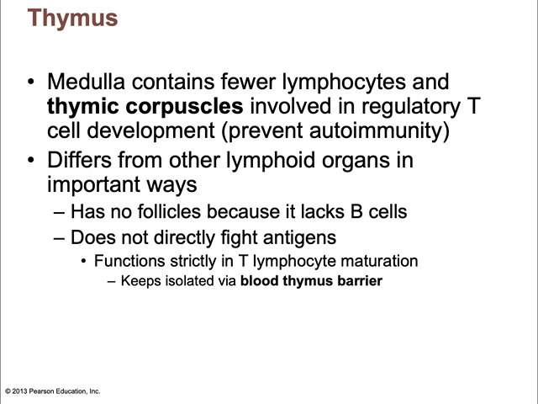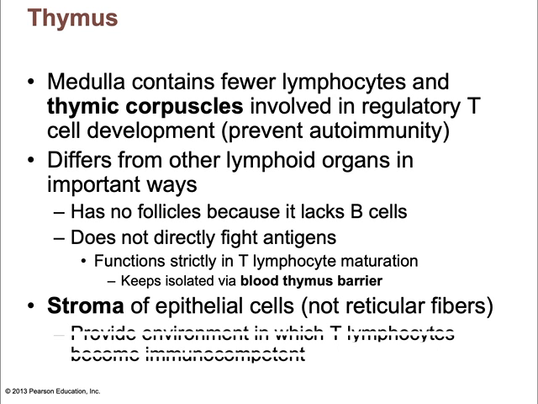And it differs from other lymphoid organs in that it has no follicles because there are no B cells here, and it doesn't directly fight antigens. Instead, the job of the thymus is to determine which T lymphocytes are going to serve the job of recognizing and destroying anything attached to foreign antigen while tolerating our own antigens. Those cells that don't meet that set of criteria are either destroyed or they're rendered in a state of anergy, in which they're alive but they don't participate in the immune system.